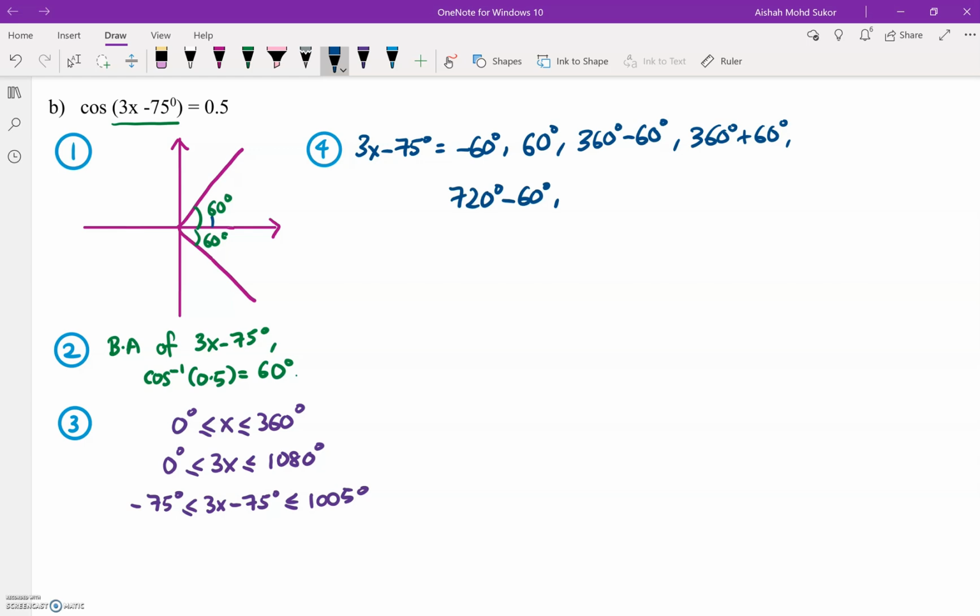And the next one is, so it will be 720 plus 60 degree. Next, if you proceed to get another angle, the angle will be more than 1005. So you can stop here. Basically, this is your first 2 angles that you find from the first cycle. So for the second cycle, you will add the angle with 360. And for the third cycle, you will add the angle to 720.